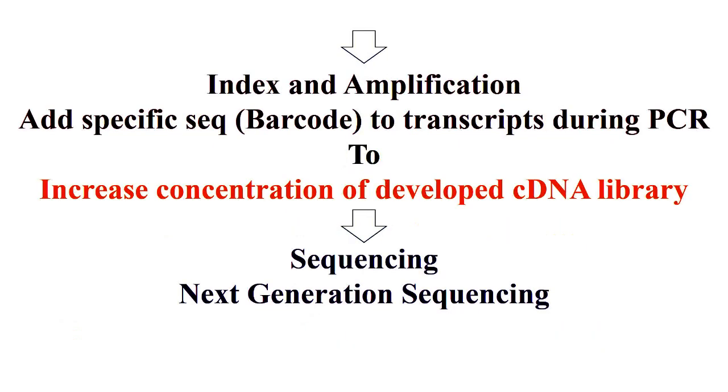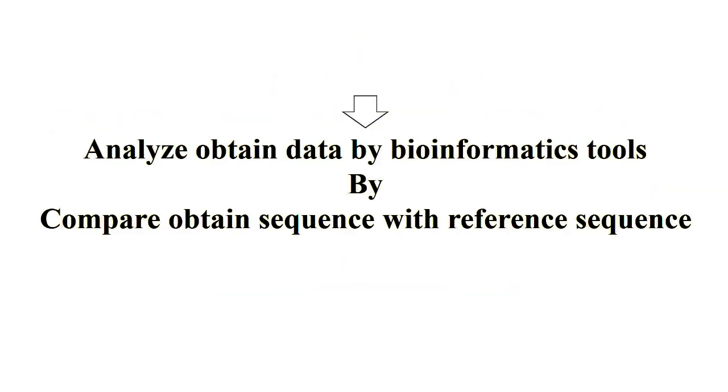And index and amplification by adding a specific sequence or barcode to transcripts during PCR amplification of cDNA to increase the concentration of the developed cDNA library for sequencing by next-generation sequencing, and analyze the obtained data by bioinformatics tools by comparing the obtained sequence with a reference sequence, as mentioned in the next slides.